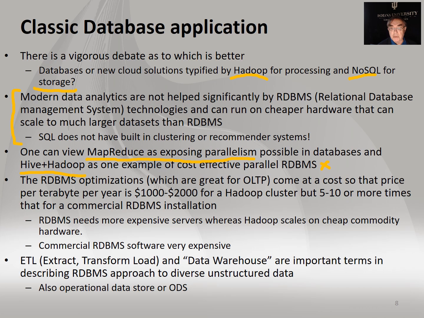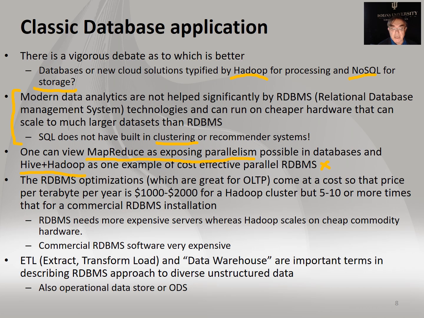Now, another facet of this is that relational databases were not built to do clustering or recommender systems. So one difference between MapReduce or iterative MapReduce and databases is that you're just solving a different problem. In one, you're updating bank accounts, and in the other, you're running clustering.